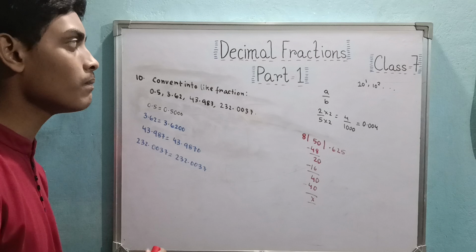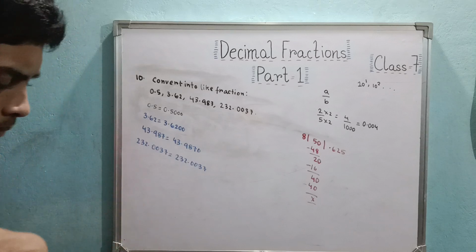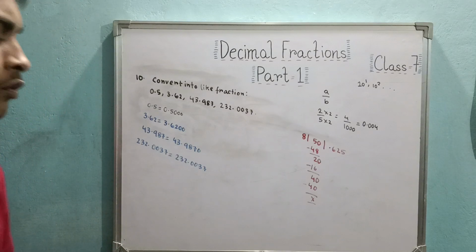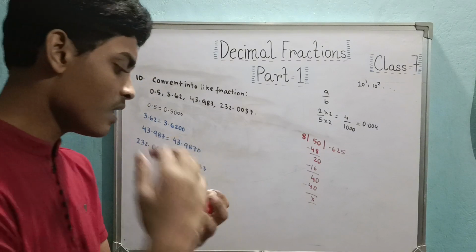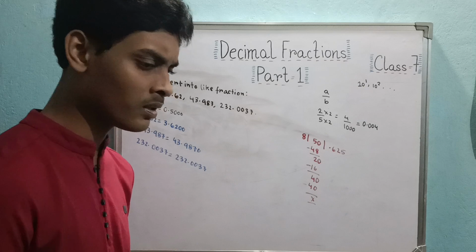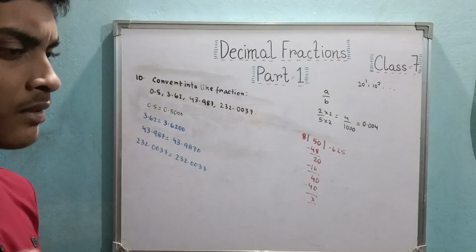And that's all for decimal fractions part 1 for class 7. From part 2 onwards, we are going to do the various operations on decimal fractions for class 7, which are addition, subtraction, multiplication, division, and also non-terminating and terminating decimals.